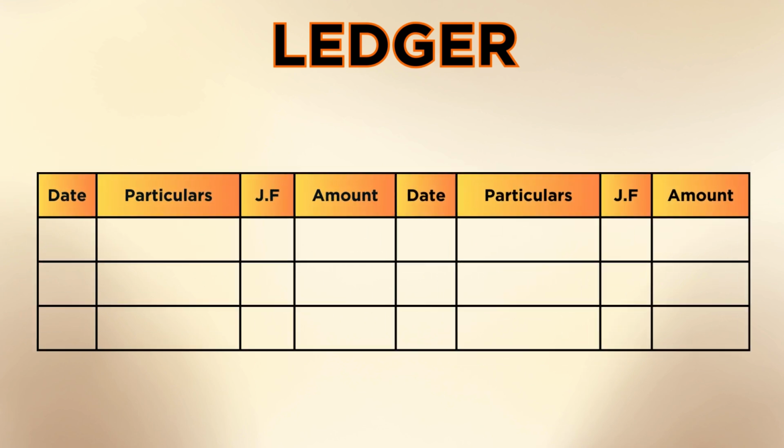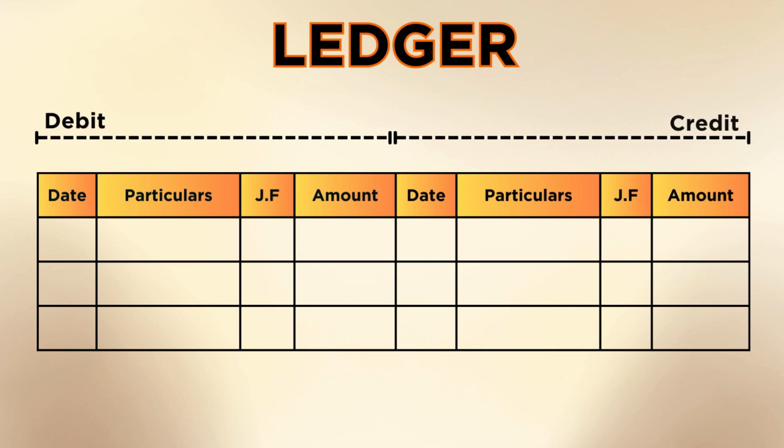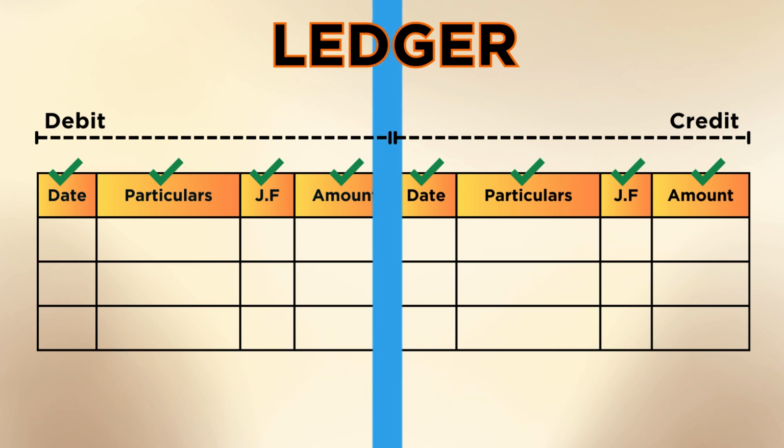Let's look at a sample format for a ledger account. It has got 2 sides. Left side of the accounts is called debit, whereas the right side of the accounts is called credit. Each of the sides contain 4 columns: date, particulars, journal folio, that is the page from where the entries are picked up for posting, and amount. It is sometimes called T accounts due to its visual resemblance to the capital letter T.